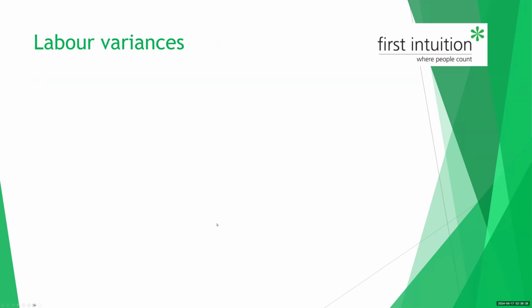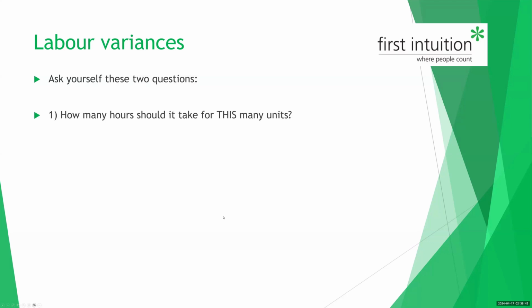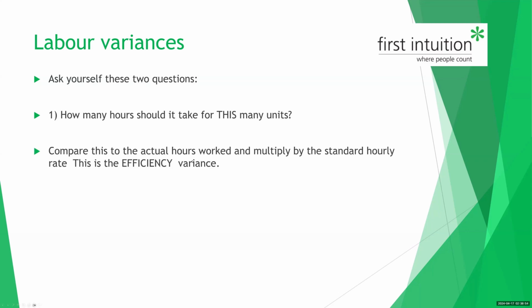Now, let's look at labour. This time the two questions are, how many hours should it take for this many units? Not how many hours did we plan to work, because we're making possibly a different number of units. We compare that with the actual number of hours worked, and again, any difference between the standard hours for this many units and the actual hours, we multiply by the standard hourly rate. That gives us our efficiency variance.